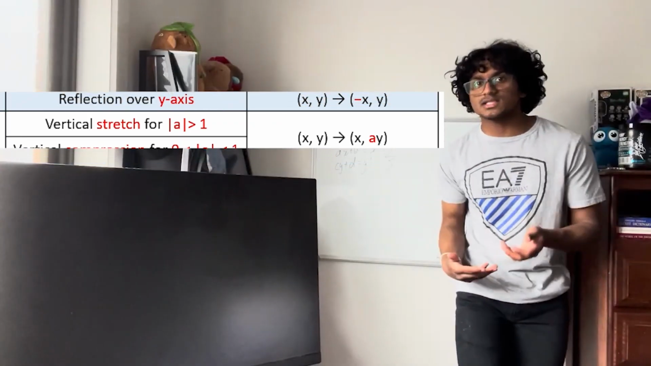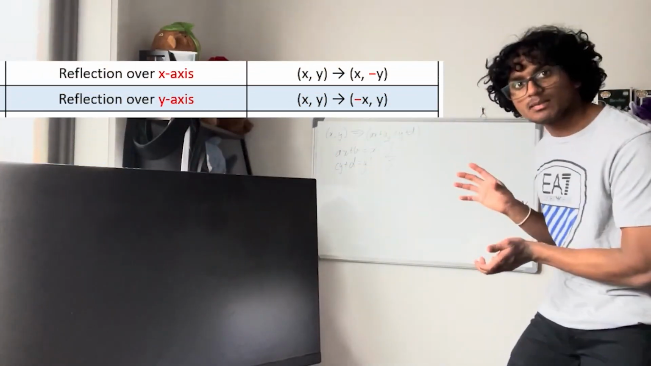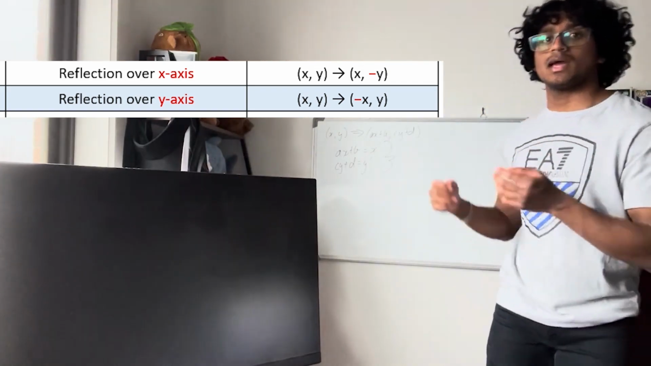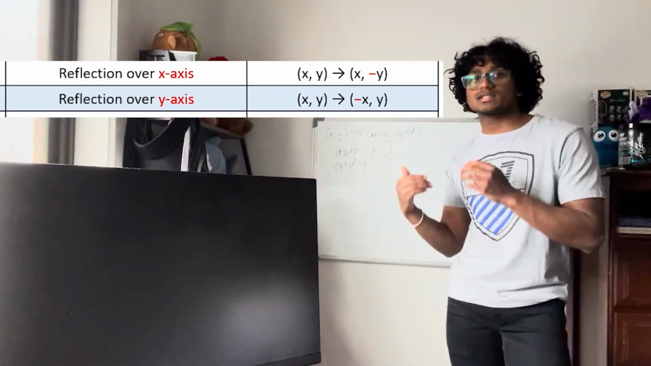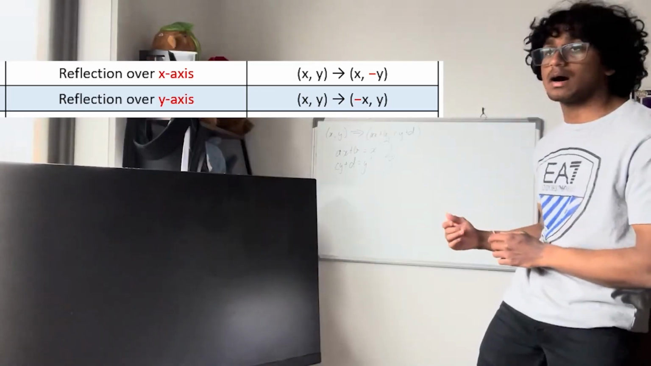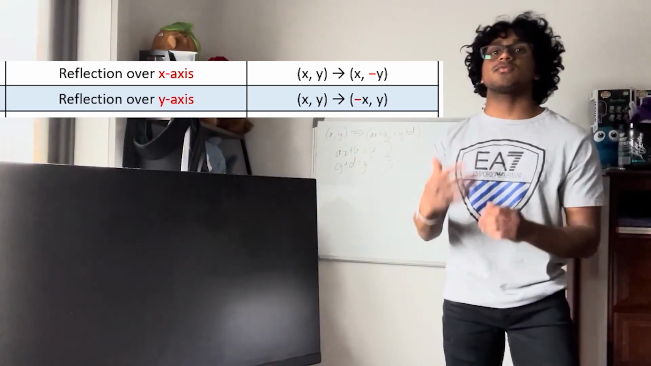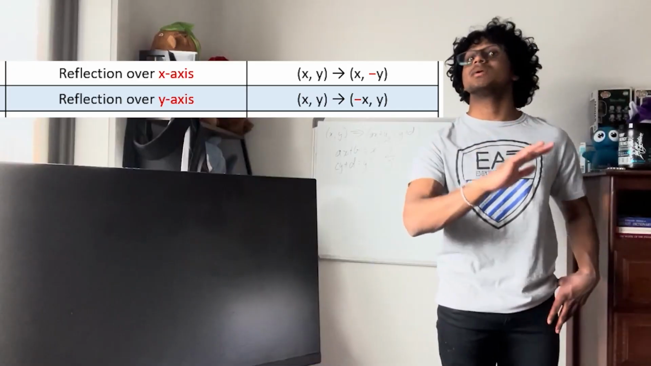If we want to do reflections instead, as we can see in the table here, if we do a reflection in the horizontal axis, we're going to instead have x comma y, which now becomes x comma negative y. As we see, the reflection turns the y values into a negative.